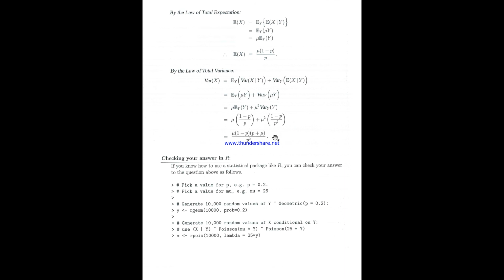And then when you simplify, you'll end up with this result. That is, the variance of X is equal to mu times (1 minus p) over p, plus (mu over p) squared. Right? So that's how we calculate this.